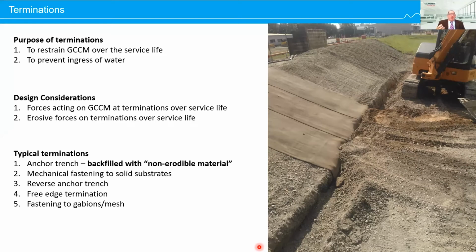Typical types of terminations we use are anchor trench, which are backfilled with non-erodible material. We use mechanical fastening to solid substrates. We use other variations like the free edge termination or the reverse anchor trench. And we'll cover those. We won't cover fastening to gabions and mesh. Not enough time, sorry. Okay.